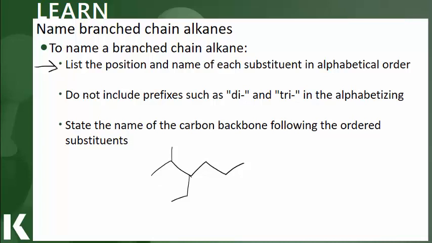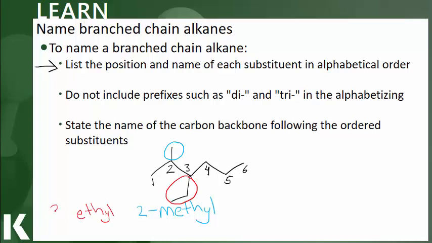Rule number 1. List the position and name of each substituent in alphabetical order. Substituents are the groups that branch off the longest carbon backbone. It looks like 1, 2, 3, 4, 5, 6 is the longest chain, so everything else must be a substituent. This substituent in blue is a methyl, because it contains one carbon. Since it's on the carbon 2, we call it 2-methyl. This substituent in red is an ethyl, and since it's on the 3 carbon, we call it 3-ethyl.